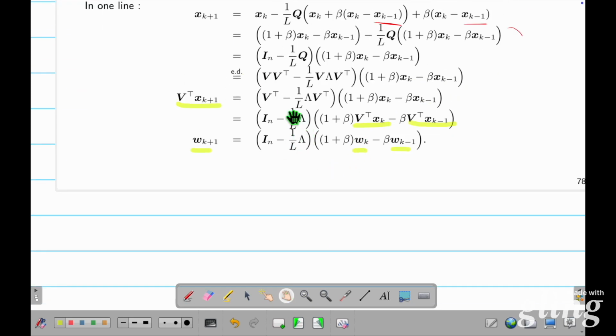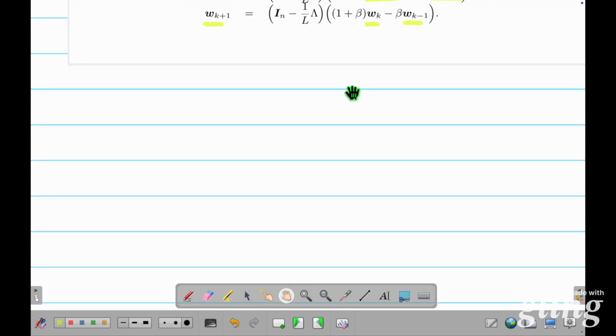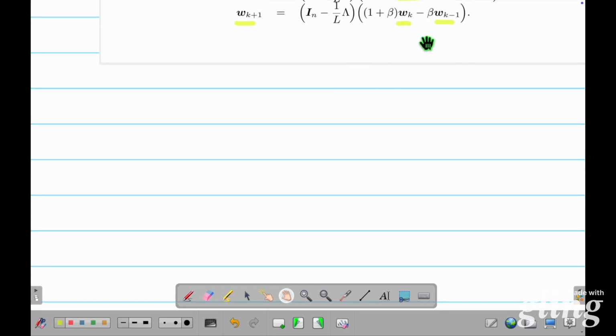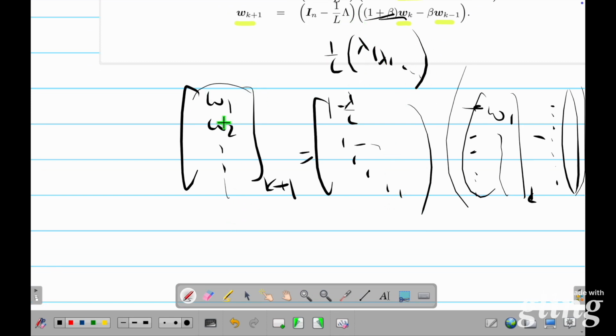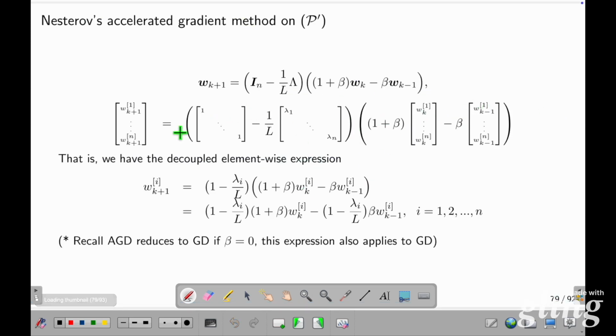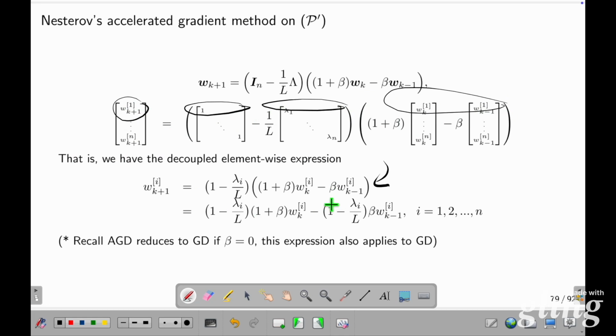Because the algorithm is step size 1 over L, and the Nesterov acceleration parameter beta. So therefore, I'm just converting the algorithm into no V. Okay? Now what is this? Identity matrix is just 1, 1, 1, 1, 1, 1, 1. What is this? 1 over L, lambda 1, lambda 2, lambda 3, lambda 4. You see my point? This thing scales with this number only. So I have successfully decoupled everything into component-wise. So each component only cares about its own variable.